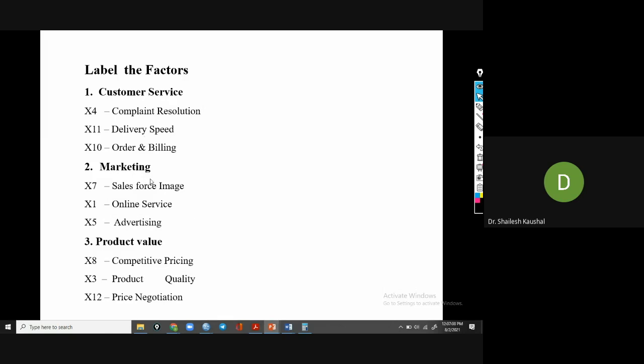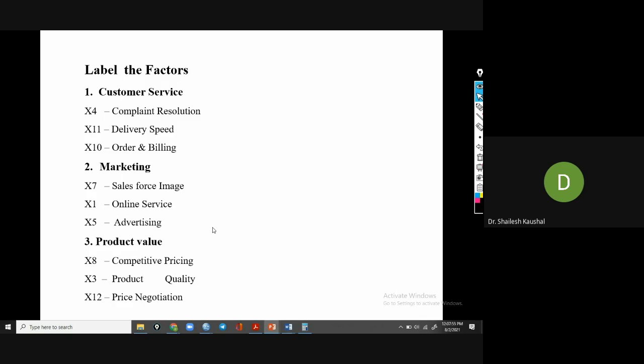Now the second is marketing. I have given the name Salesforce image, it is related to sales, a part of marketing. Online services, again part of marketing. Advertising, again part of marketing. So I have given the name marketing. If you think this name is not appropriate, you can change it. It's not a hard and fast rule that whatever name I have given, you should give the same name. I think these three variables are talking about marketing, that is why I have given the name marketing.